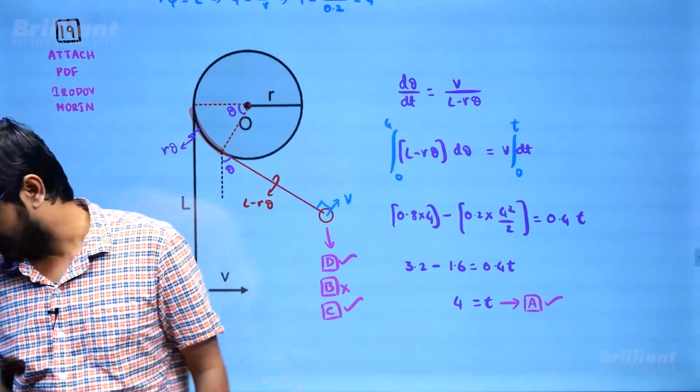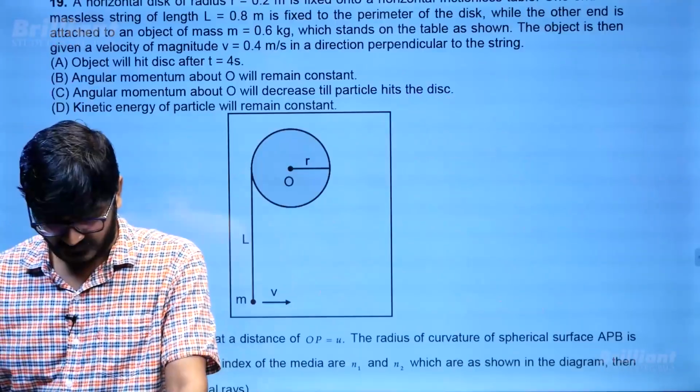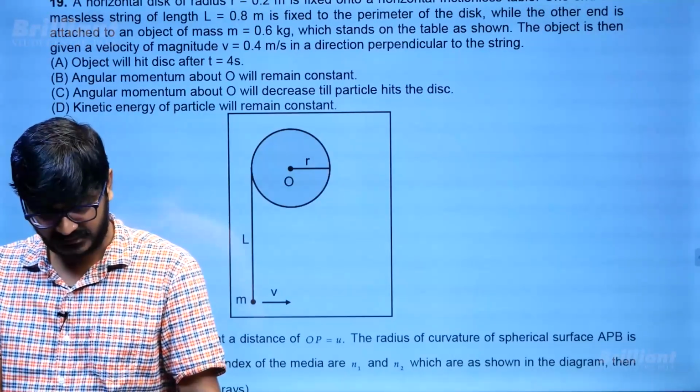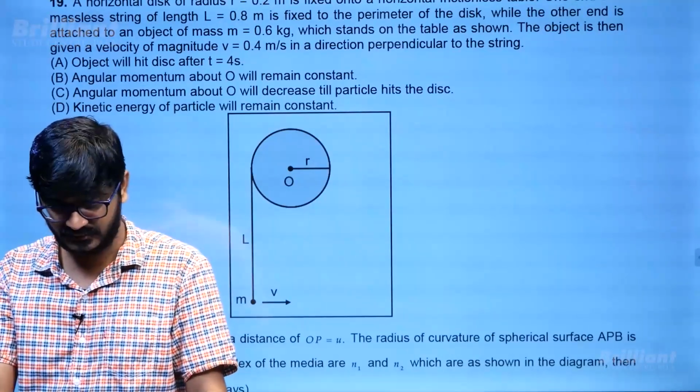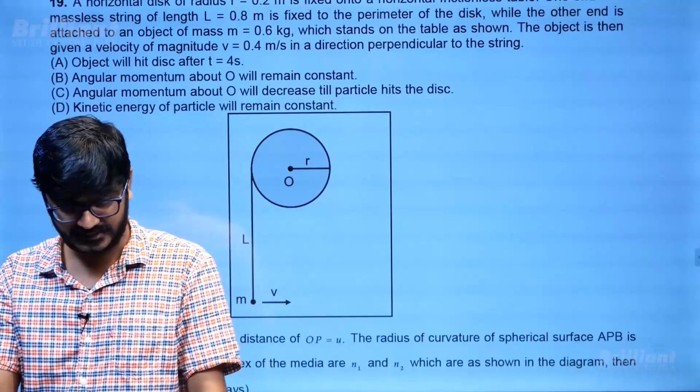Now have all the options been addressed? The object will hit at 4 seconds, we concluded. Angular momentum is not remaining constant about O, it is decreasing. Kinetic energy will remain the same.